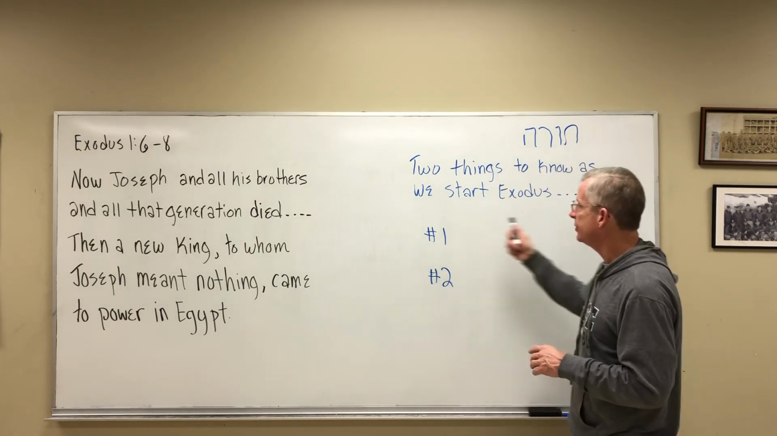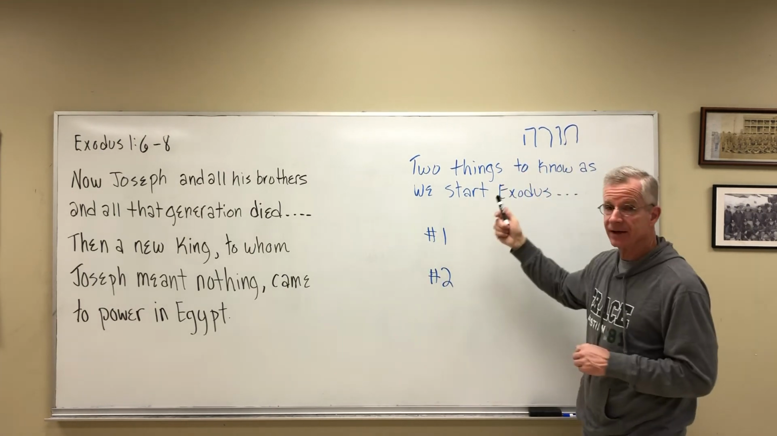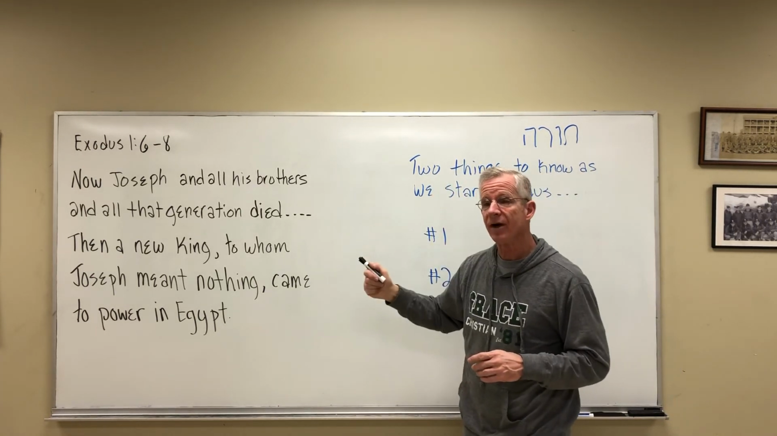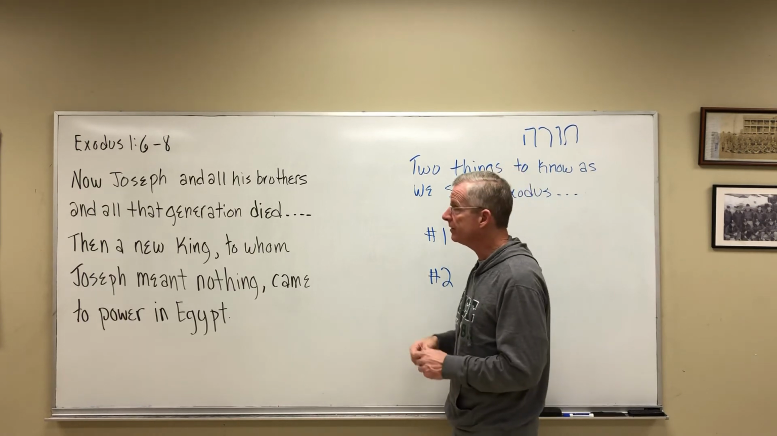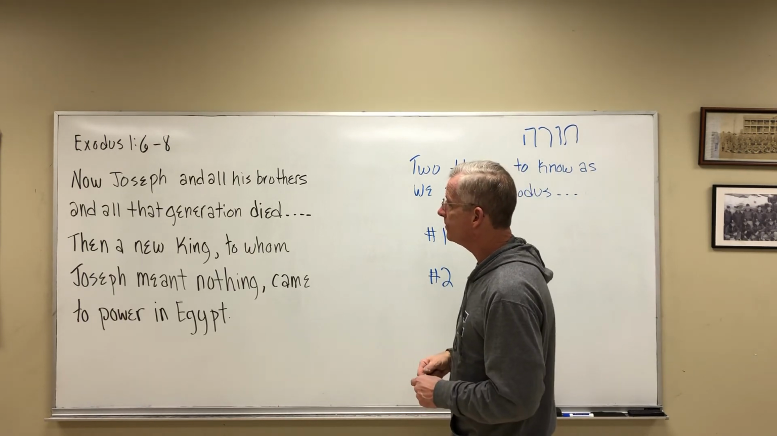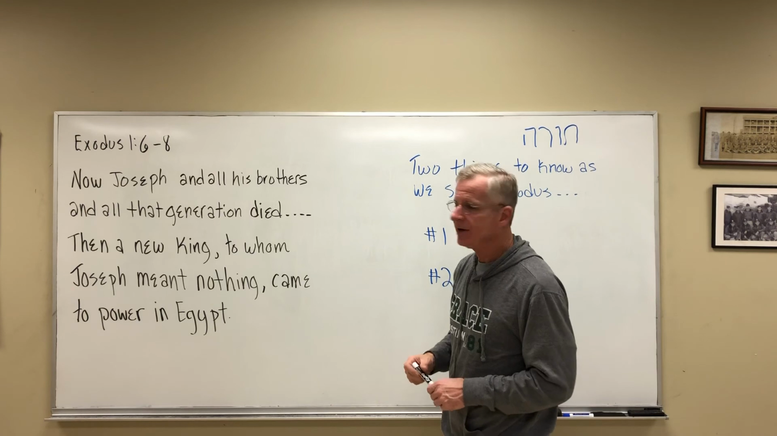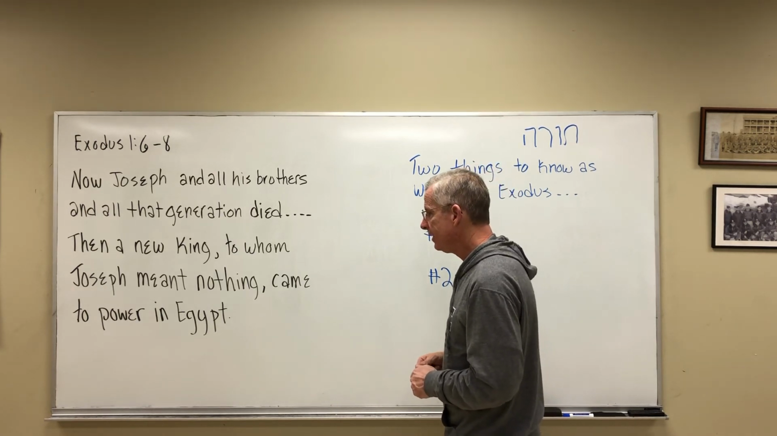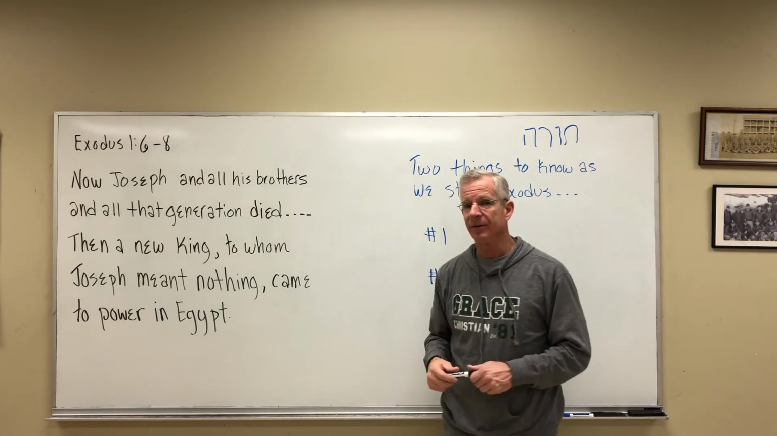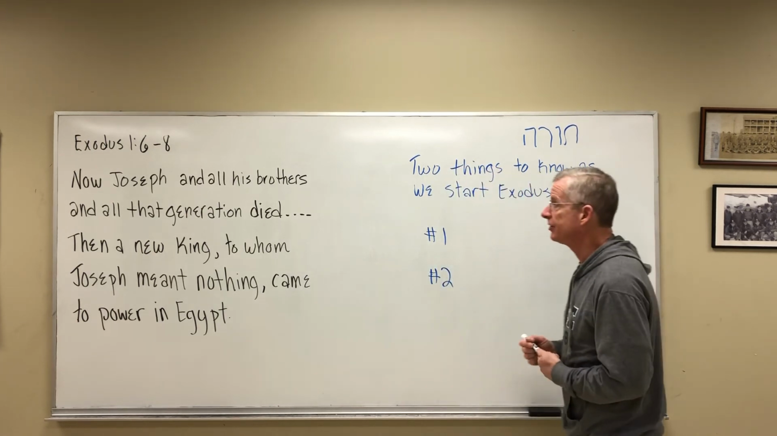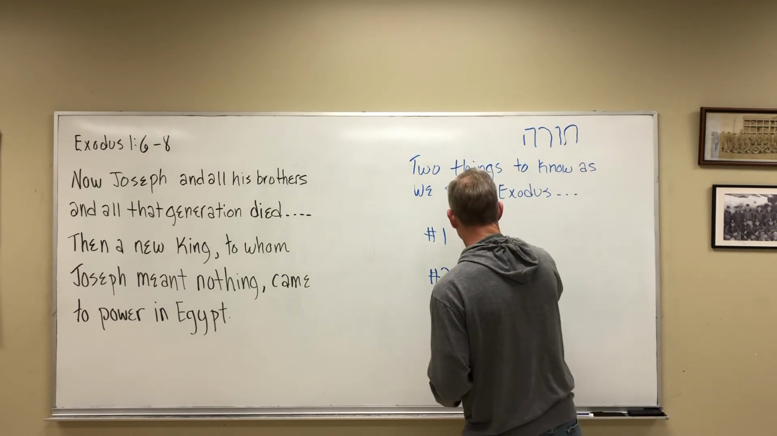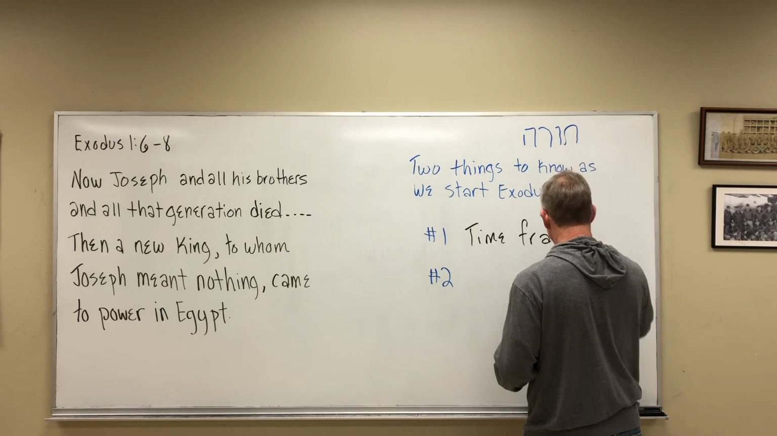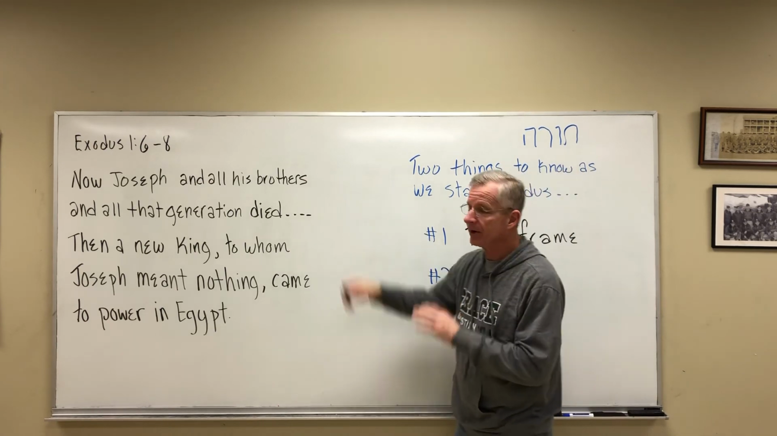So 2 things that we need to know as we start the study of Exodus. Now, I put this on the board. This is Exodus chapter 1, verses 6 through 8, which says, "Now Joseph and all his brothers and all that generation died. Then a new king, to whom Joseph meant nothing, came to power in Egypt." So the 2 things we need to know are, number 1, the time frame of the book. And it gives us a time frame here.